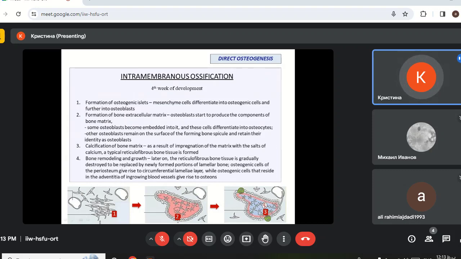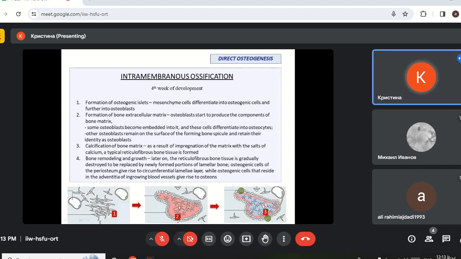Next, the osteoblasts start to produce the extracellular matrix, pink in this picture, and gradually embed themselves inside it. And the osteoblasts become osteocytes embedded inside the bone spicule. Other mesenchyme cells also develop into osteoblasts, which cover the surface of the bone spicule and continue to produce the extracellular matrix. And this is how the bone grows.